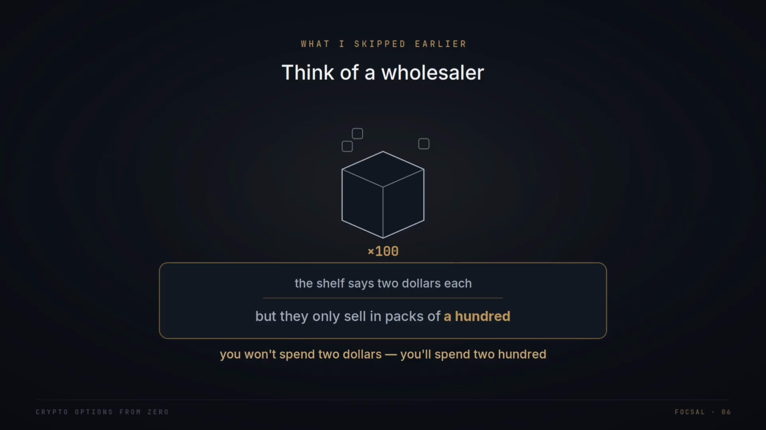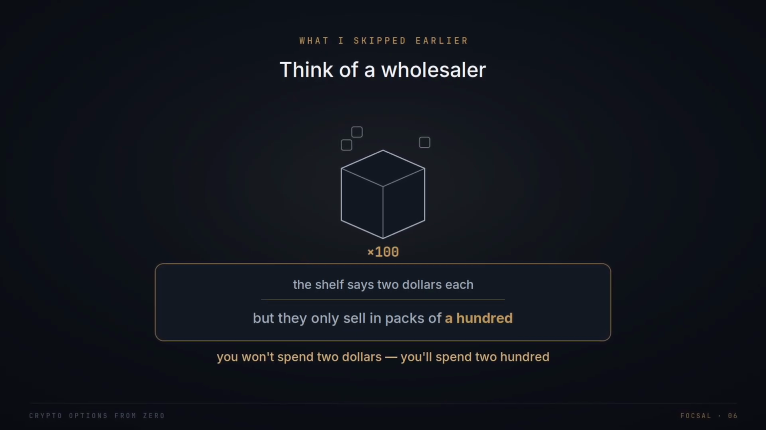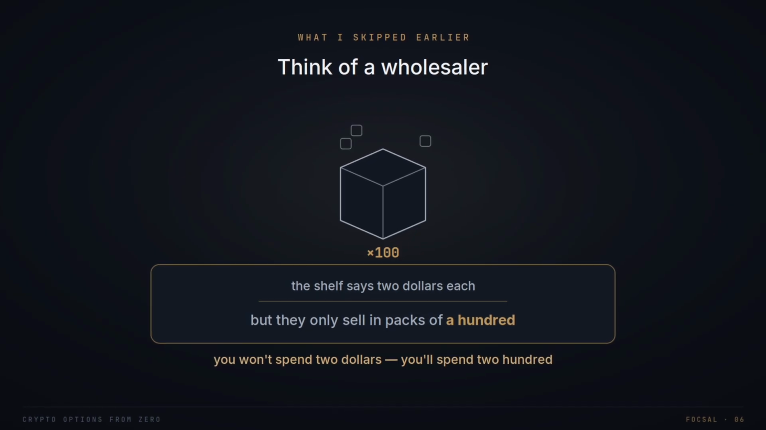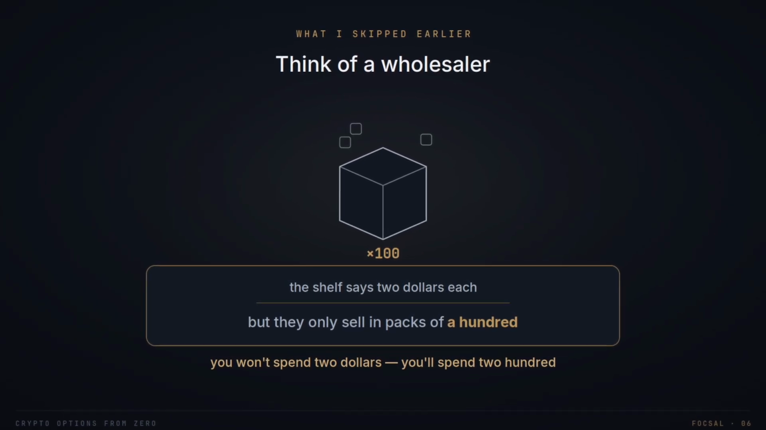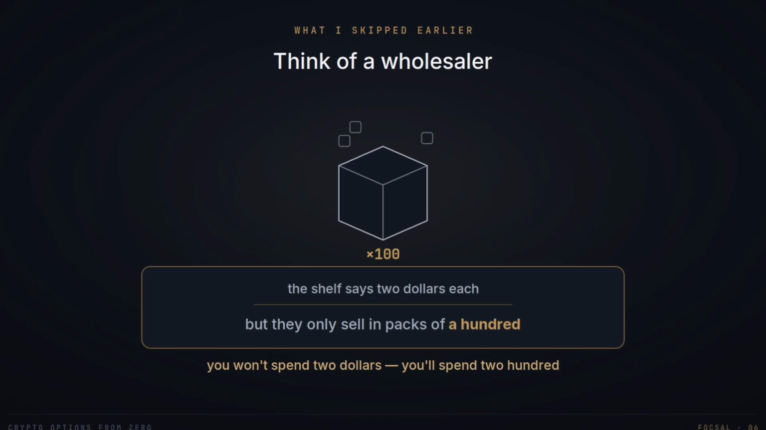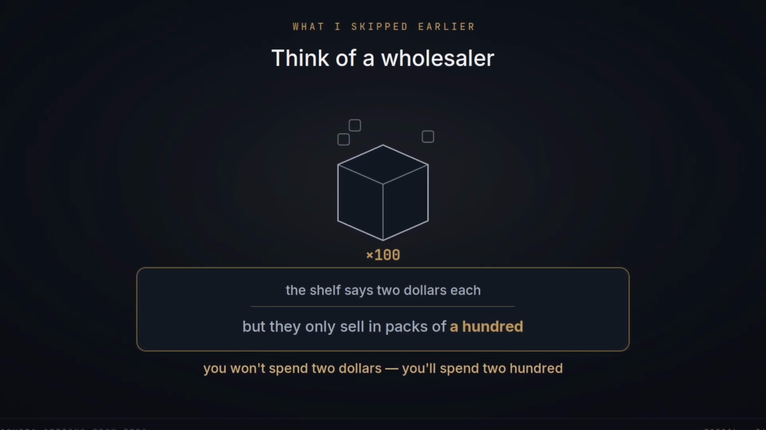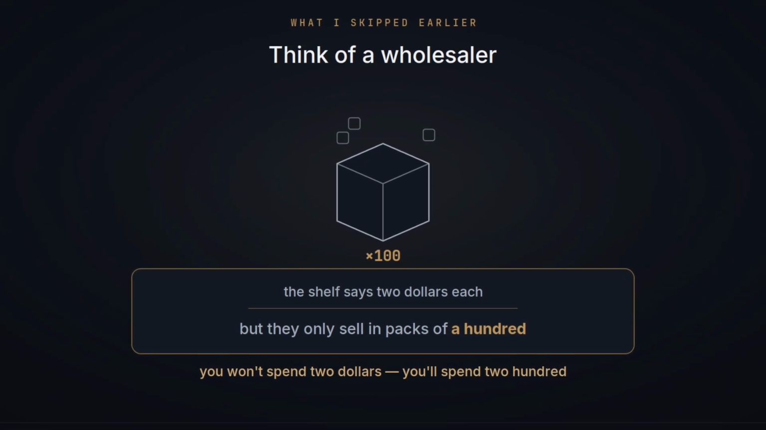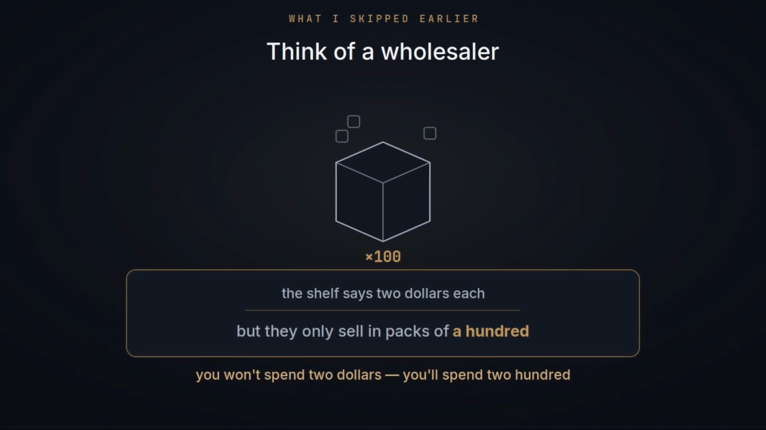Third thing, which I skipped earlier to keep things simple. Now is the right moment. When you see the price of an option, that isn't always what you'll pay. Think of a wholesaler. The shelf says $2 each, but they only sell in packs of 100. You won't spend $2. You'll spend $200.